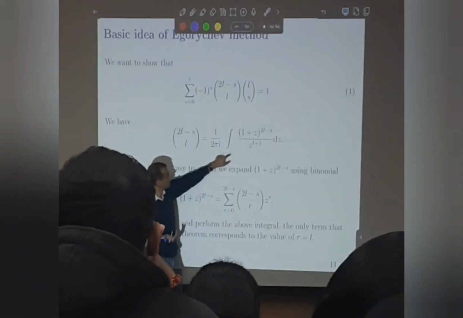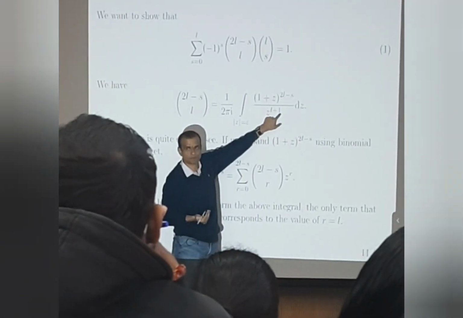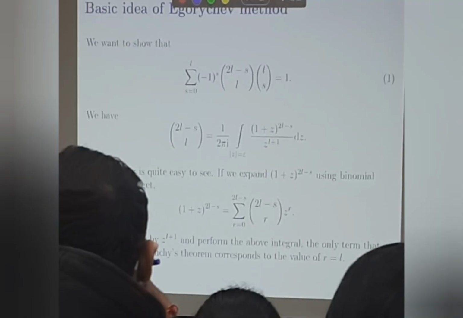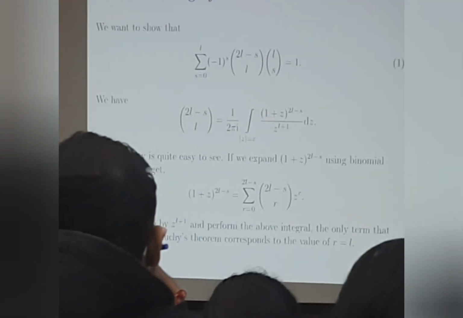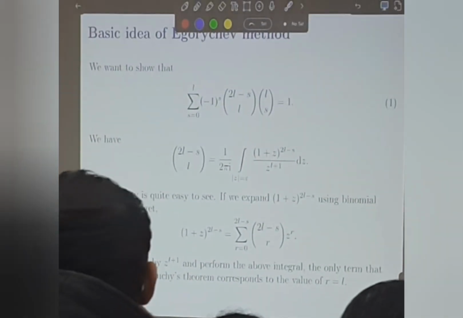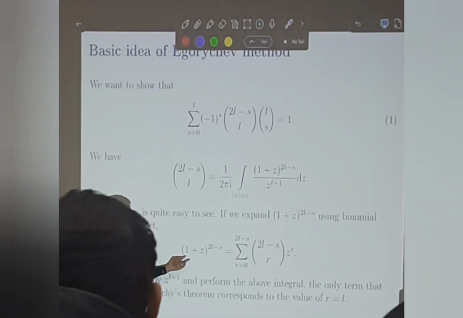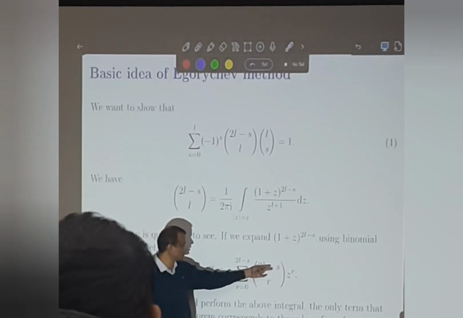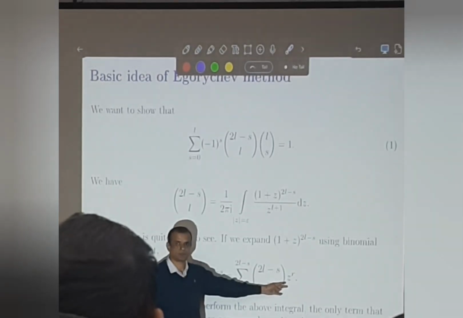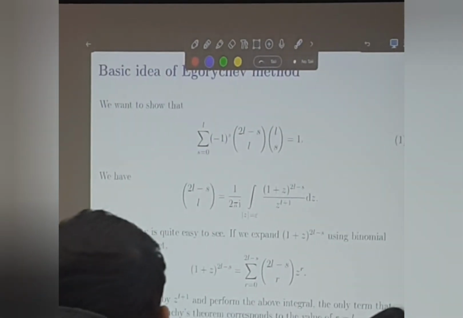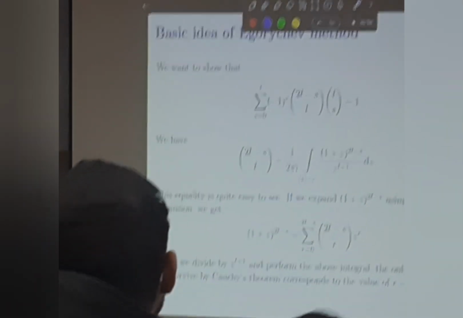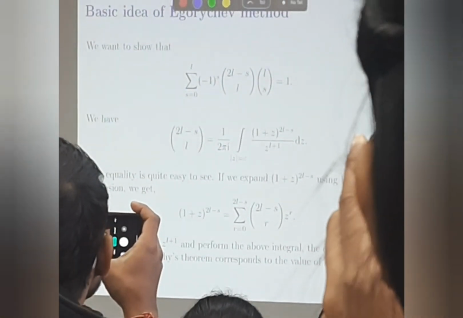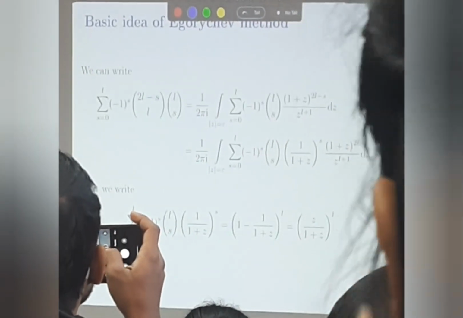And for the bottom, I have z to the L plus 1 dz. Now this 1 plus z to the 2L minus s, let me expand in the binomial series, binomial sum. If we expand this 1 plus z to the 2L minus s as a binomial sum, you get the sum over r equal to 0 to 2L minus s of 2L minus s choose r, z to the r. Then I also need to divide by z to the L plus 1. Once I do that, this is what I get.